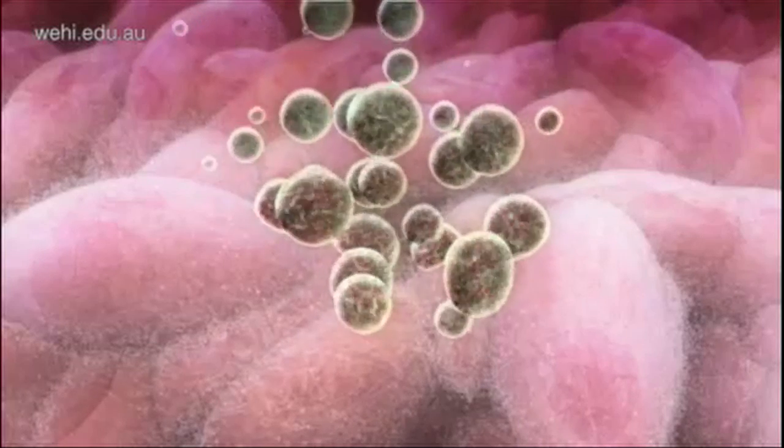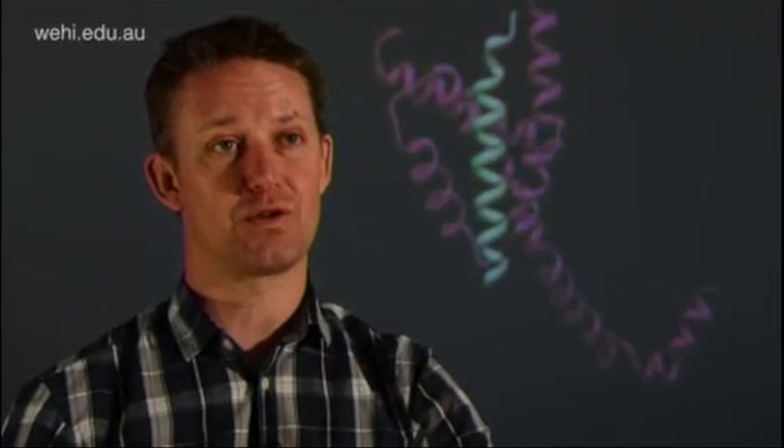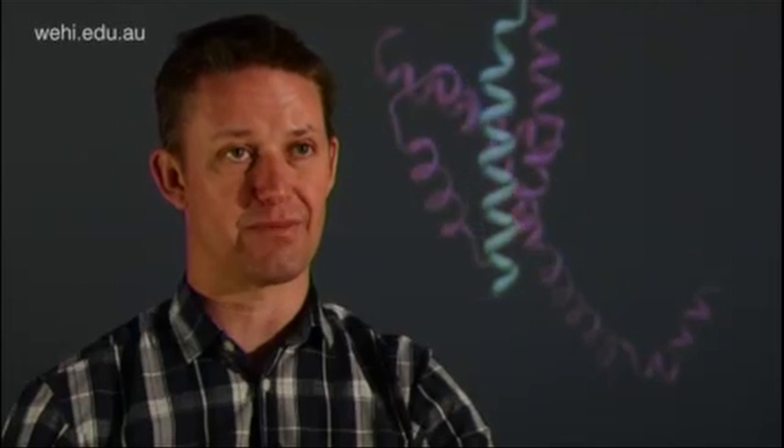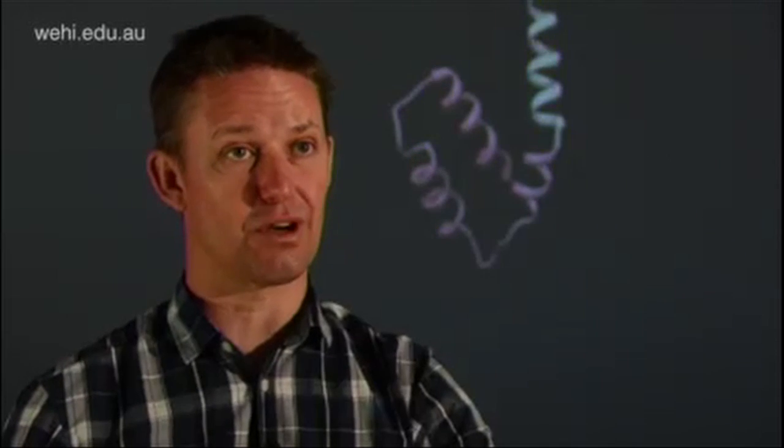One of the key steps in cell death is that holes are punched into a membrane in the cell, the mitochondrial membrane. And once this happens, it's a point of no return. The cell's going to go on and die.